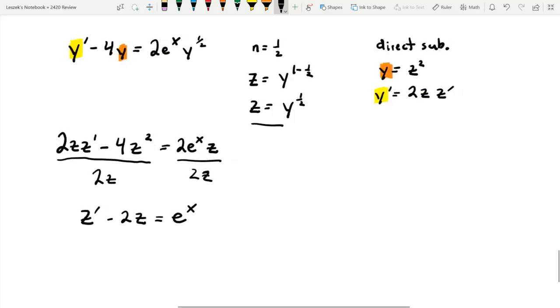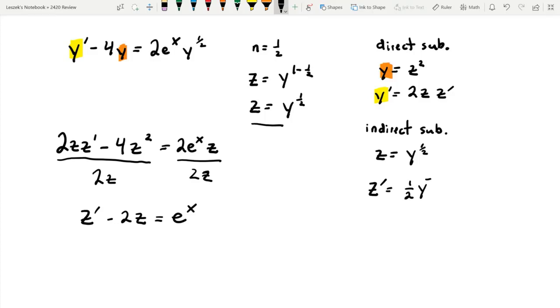Okay, now the other method is the indirect substitution method. And it's really a matter of what you feel comfortable with. Indirect just means that we don't solve for y. We're simply going to compute z prime. So you use the power rule, and then times y prime, because y is a function of x.